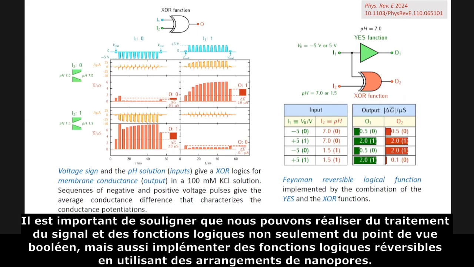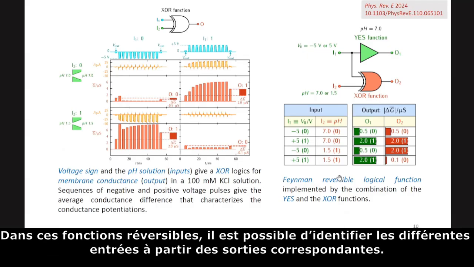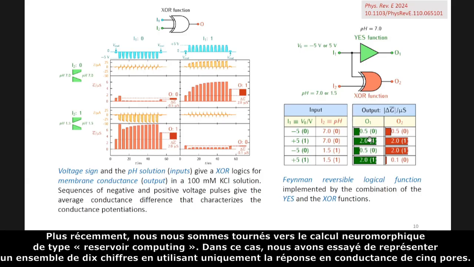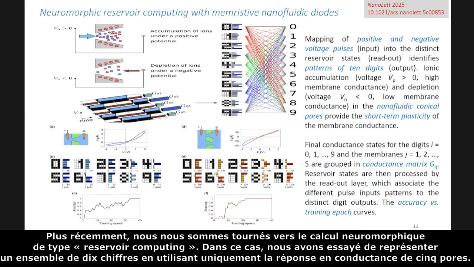It is important to say that we can do signal processing and logical functions not only from the Boolean point of view, but also we can implement reversible logical functions by using arrangements of nanopores. In this reversible function, we can identify the different inputs on the basis of the different outputs, as you can see here.